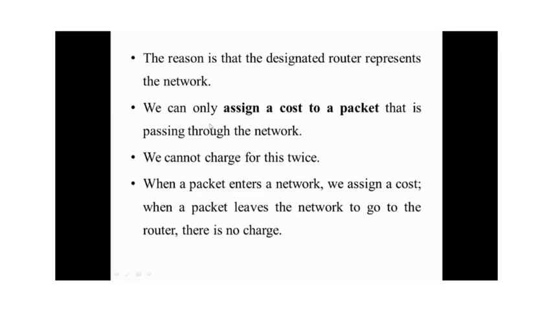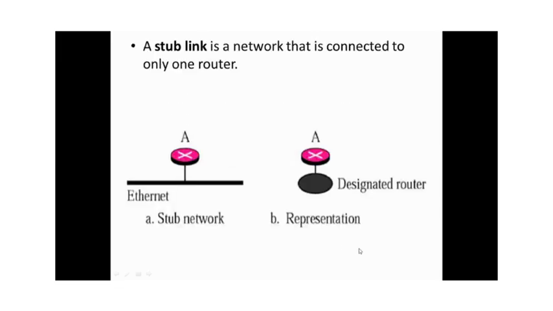We can assign a cost to a packet that is passing through the network. We cannot charge for this twice. When a packet enters the network, we assign a cost. When a packet leaves the network to go to the router, there is no charge.